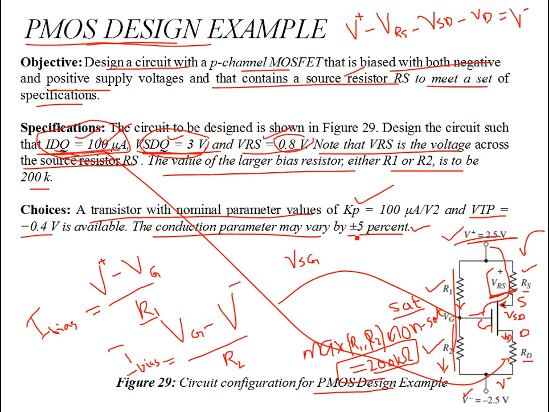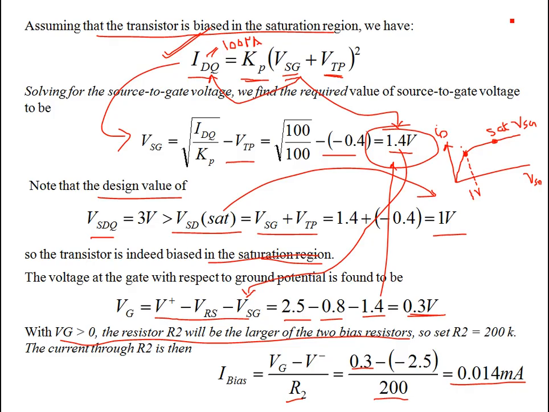Sorry, it's not V negative, that's 0. So V positive, 2.5, minus VRS minus VSD is VD. Or you can bring the VD to the other side, where it's plus VD. So this is the KVL at the output loop of the transistor. V positive minus VRS minus VSD is going to give you basically VD.